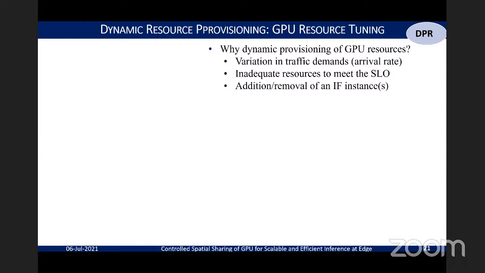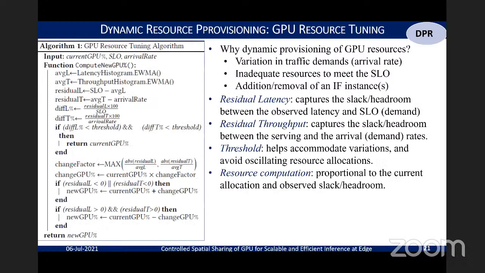If you are not able to meet the SLO, you have to basically repurpose and see what can be done to increase the resources to meet the SLO. Or like we saw in the use cases where there are additions or removals of inference instances, then you would want to ensure that you are able to reclaim the resources whenever the instances are given up and use them appropriately. So given these scenarios, what we built is a resource tuning algorithm.